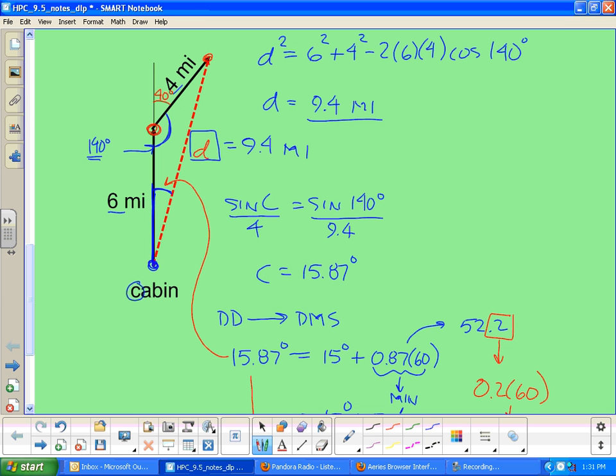Perfect. Are we going to know how to find DMS? That's the deal I made third period. Convert things to degrees, minutes, seconds, I give you extra credit. Yep.